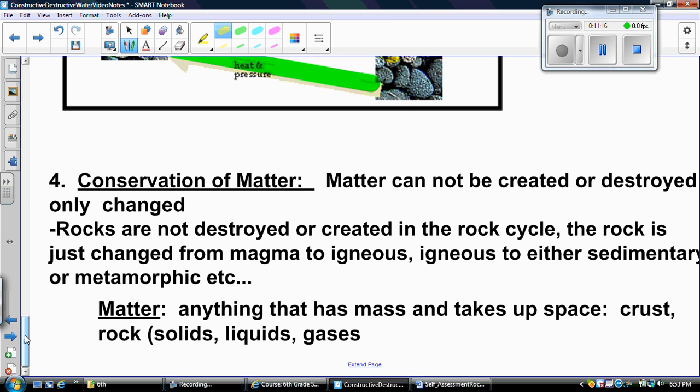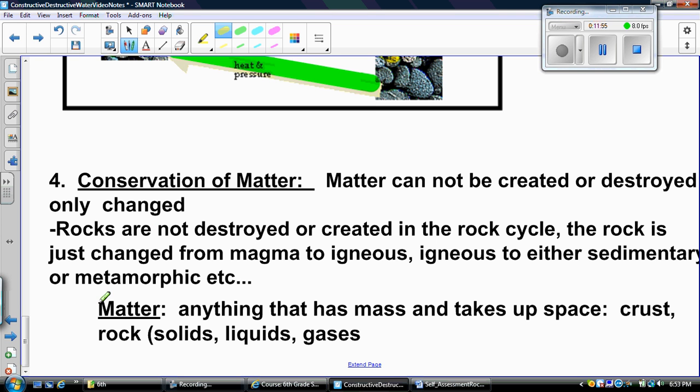So with the rock cycle, your rocks are not destroyed or created. The rock is just changed from magma to igneous, igneous to either sedimentary or metamorphic, etc. So what we just went over, we don't create or destroy rocks. All we're doing is changing them. The rock cycle supports this theory that matter cannot be created or destroyed, only changed. All the matter that we have here on Earth and in the universe, we can't create it or destroy it. All we can do is change it into different types of matter, which is what we did in the rock cycle. The rocks changed from different types of rocks.